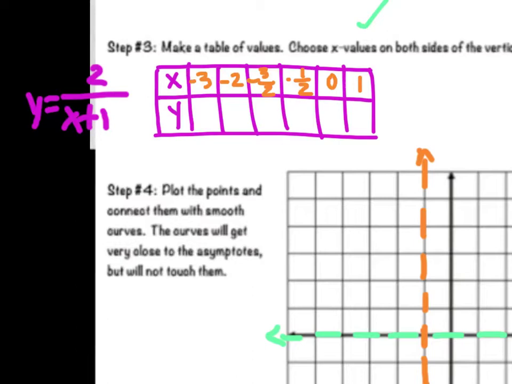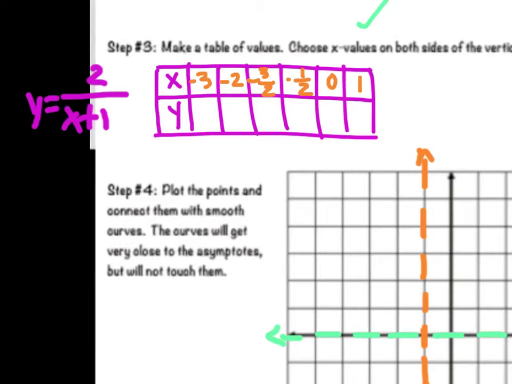I'm choosing those numbers because they get pretty close to our vertical asymptote, so we can see how everything behaves around that. But also it's not just touching the vertical asymptote, because we know when x is equal to -1, our problem is undefined and it can't give us an answer. So after that, we need to put that information into our equation.